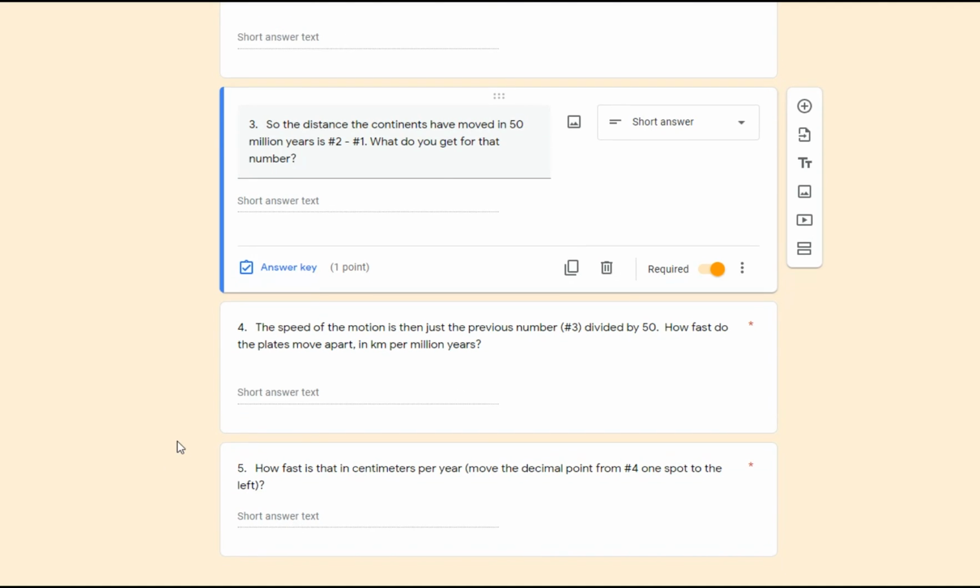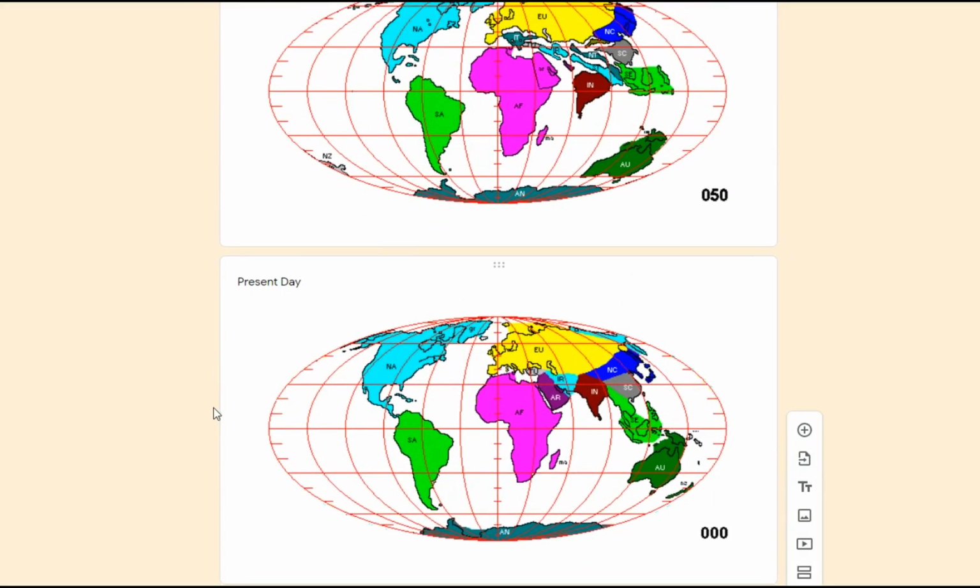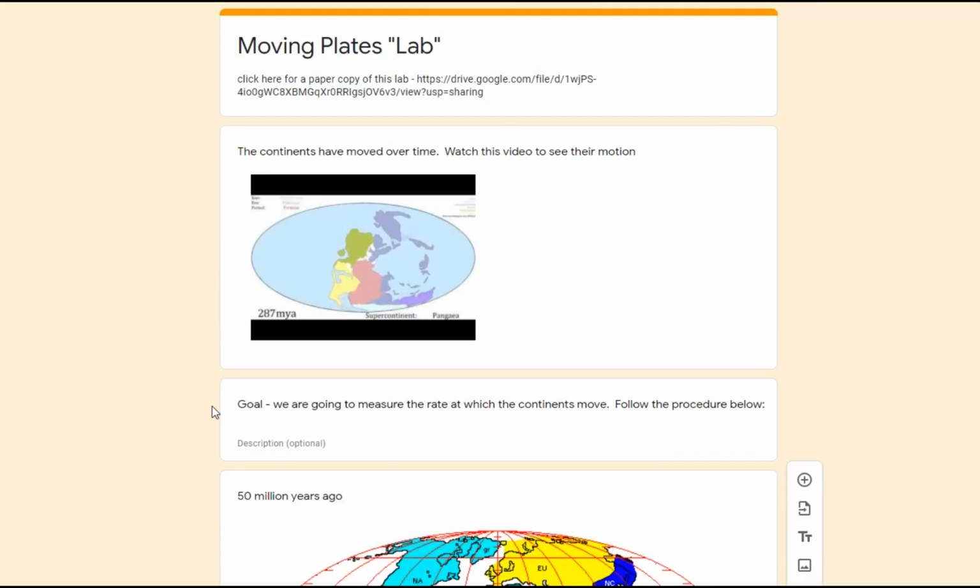Okay? So it's as simple as just following the instructions, getting a few measurements, and if you have any questions along the way, just send me a quick email. Okay?